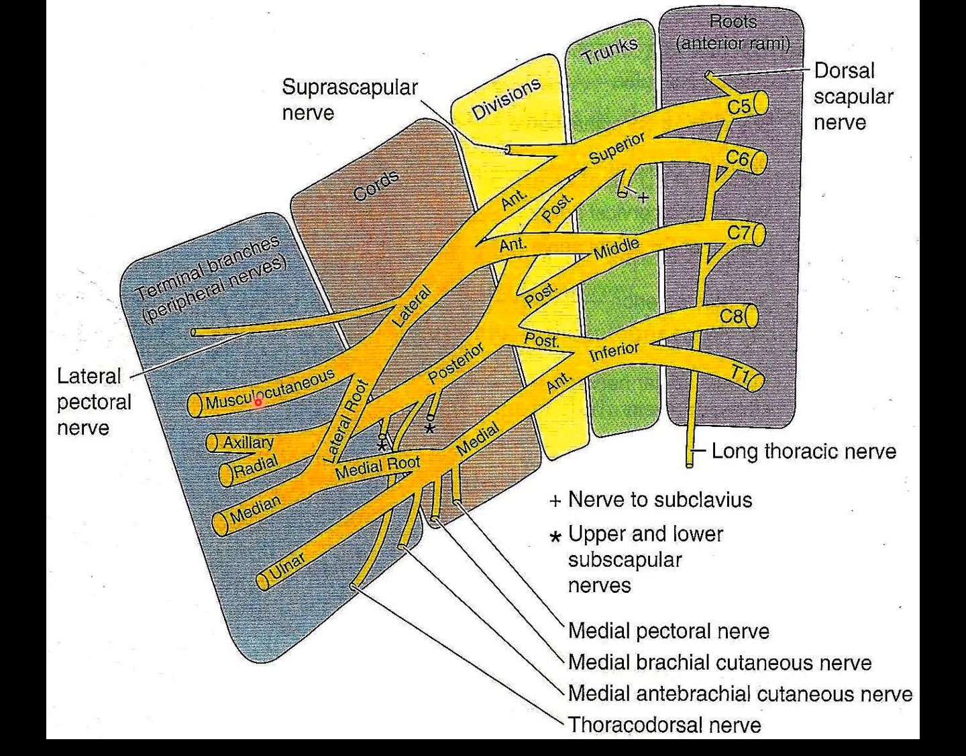So roots are in the neck, trunks are in the posterior triangle, divisions are below the clavicle, cords are in the axilla, and terminal branches are going towards the arm and even the forearm and hand to supply the upper limb. Also another point which is important is what we have discussed, that is, why plexuses are formed.